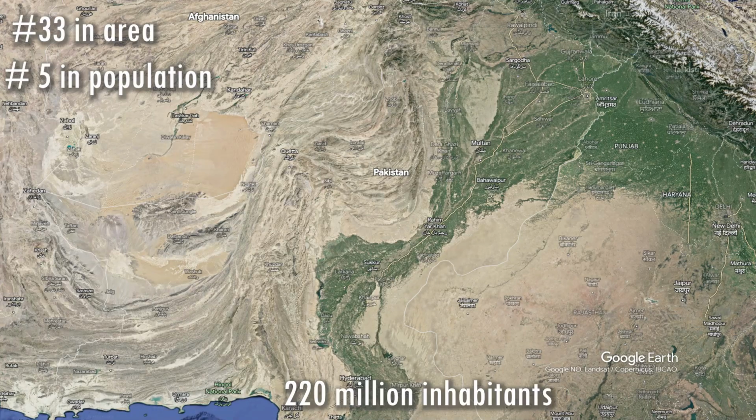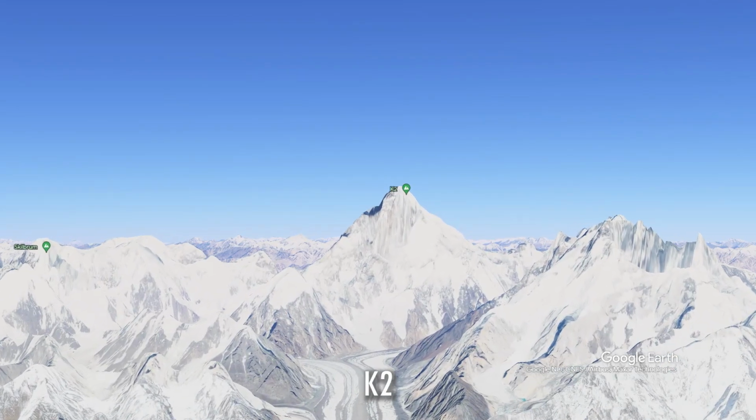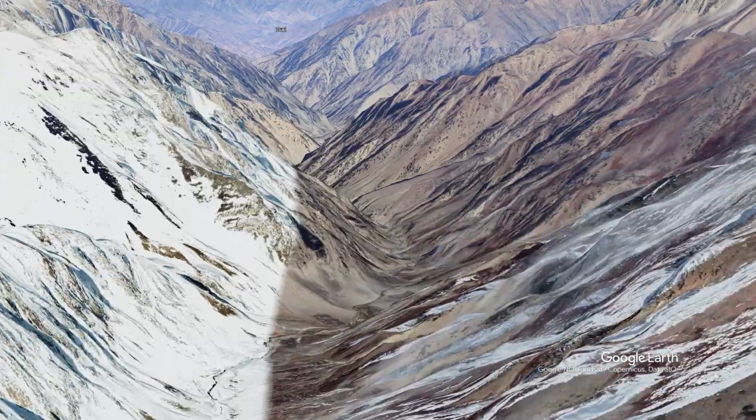About 220 million people. Wow! The tallest mountain, K2. So let's start our trip in Pakistan off in those mountains. The Karakoram Highway.